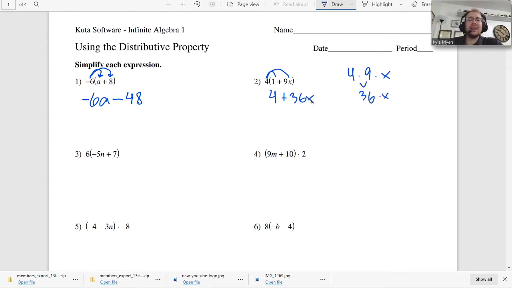So I just write 36x. I don't need to write a times in between them, especially if you are still using x to say that you're timesing things, which, if you are still doing, I would highly recommend stopping that. Cut that stuff out, because now we're big kids and we use dots, because all the cool kids use dots when they do math, apparently. So 4 plus 36x is the answer. I don't need to put anything in between the 36 and the x.